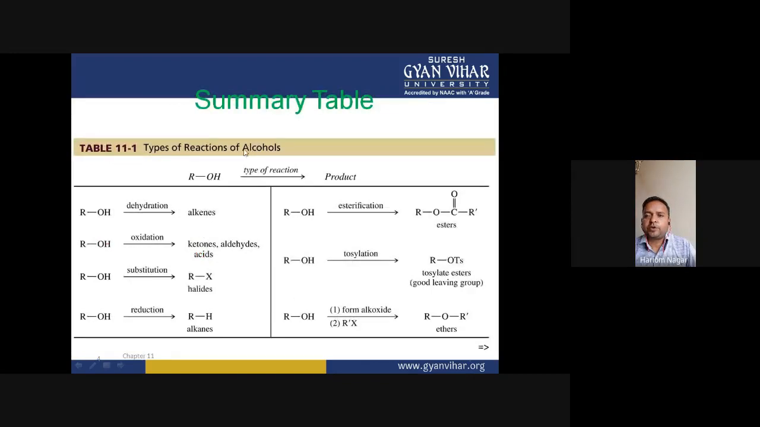And this is the summary table of various types of reactions of the alcohol. This is the reaction where alcohol, by dehydration, means removal of a water molecule from this compound. Actually, from one carbon the OH group is removed, and from the second carbon of the alkyl group, hydrogen is removed. So a water molecule is removed and a double bond is formed.